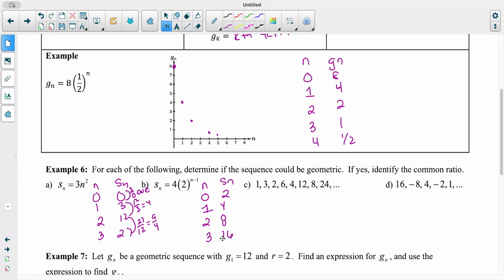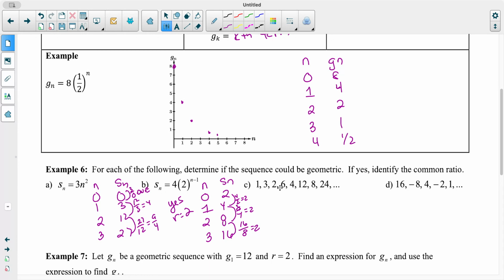And as you can see, it's growing by the same amount every time. But again, we can check it. 16 over 8 is 2. 8 over 4 is 2. 4 over 2 is 2. Common ratio, right? You're multiplying by the same amount every single time. So yes, it is, and r is 2. It's written there in the function.